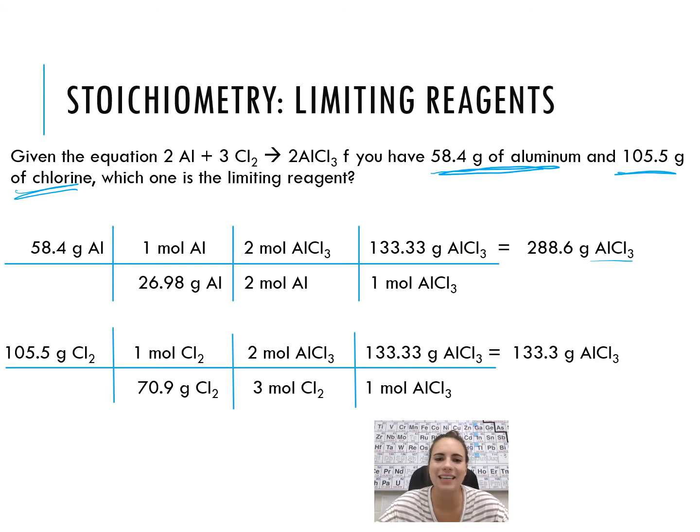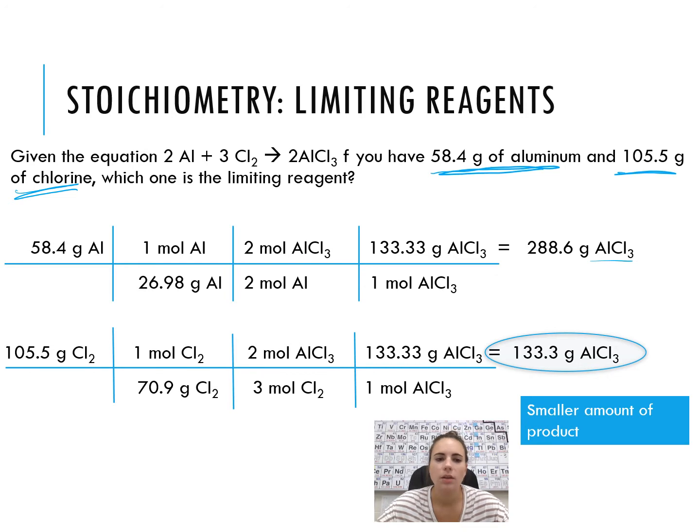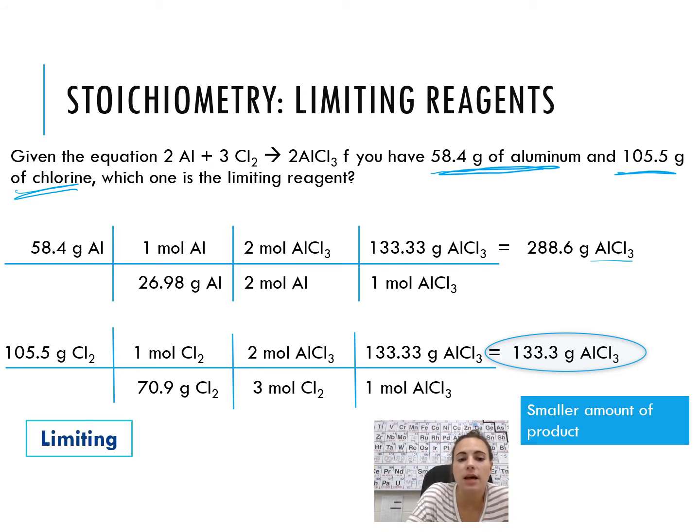Now I'm going to do the exact same thing with the amount of chlorine. Now we look at the amount of aluminum chloride that each of them can make. The chlorine can only make 133.3 grams of aluminum chloride. So it's all well and good that 58.4 grams of aluminum could make 288.6 grams of aluminum chloride, but I'm going to run out of chlorine well before I get to that amount. So that means that chlorine is my limiting reagent and aluminum would be my excess reagent.